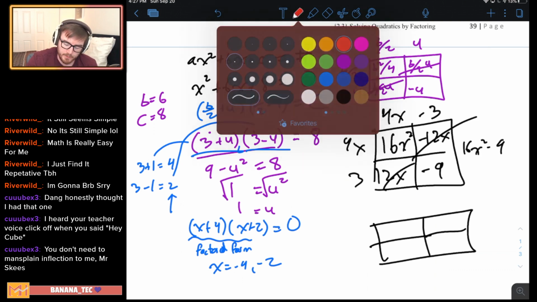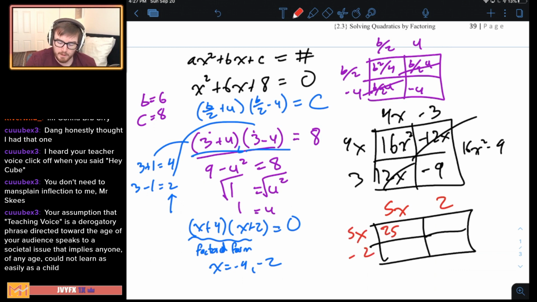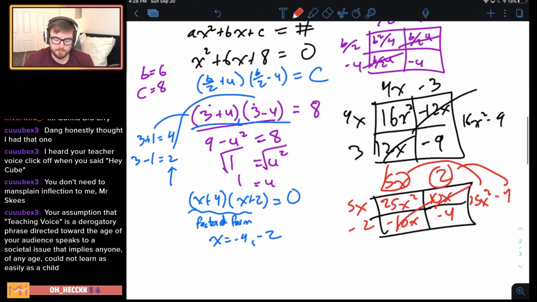I'll do it again. Let's say I have 5x plus 2 and 5x minus 2. 25x squared, 10x, negative 10x, minus 4. So it's just 5x squared, which gives me 25x squared, and 2 squared, which gets me my negative 4. Right? This thing squared, this thing squared. No middle term.